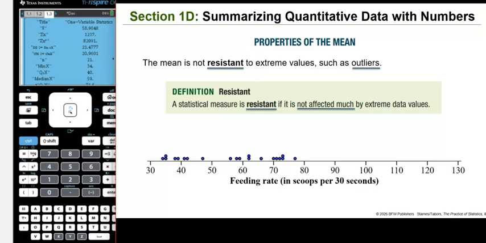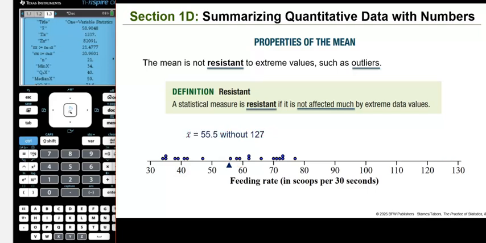So feeding rate in scoops per 30 seconds. I guess this is maybe the original data. Looks to me like it might be. 55.5 without the 127. When you add the 127, is that an outlier? I feel very confident in saying 127 is an outlier. It's way out there. We'll learn how to define outliers later, but just trust me, it is way out there. So the mean went from 55.5 all the way up to 58.9 just because of one value. That outlier caused major influence on the mean.